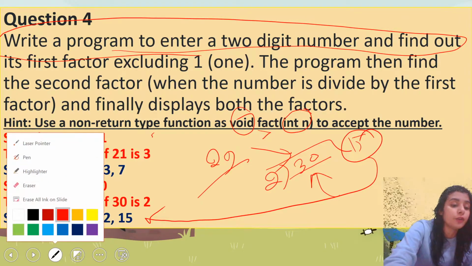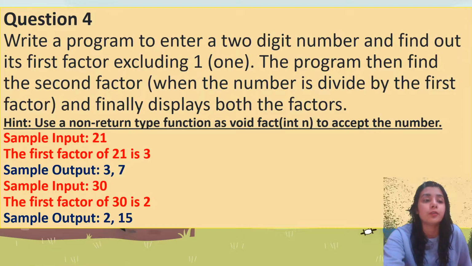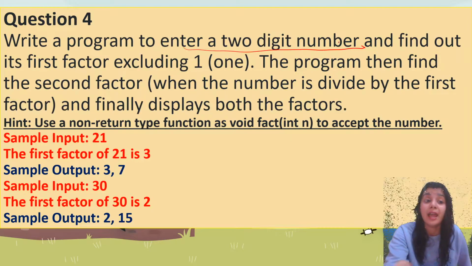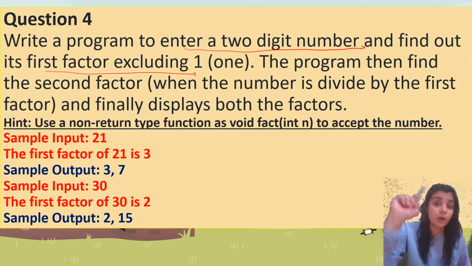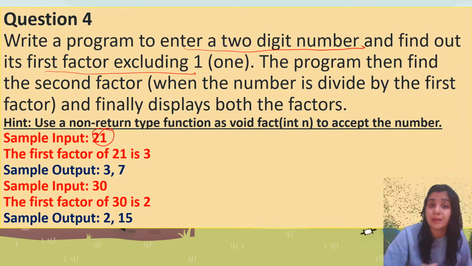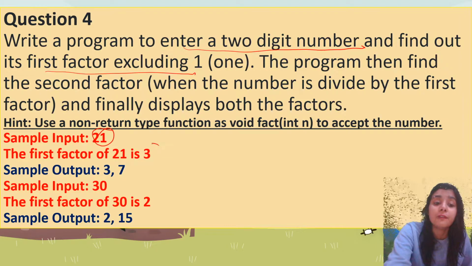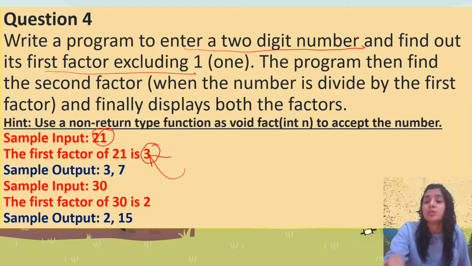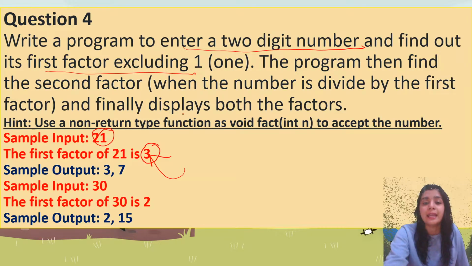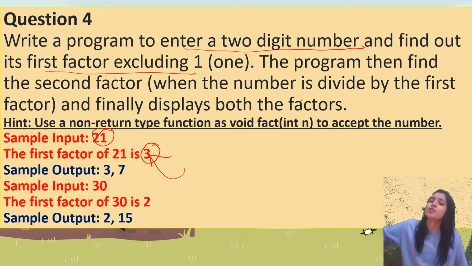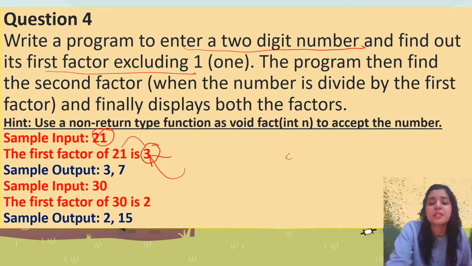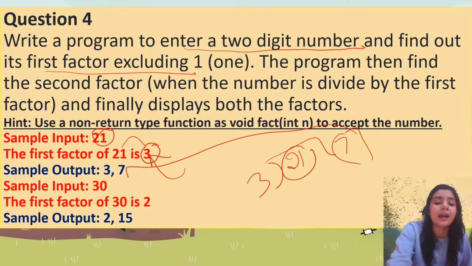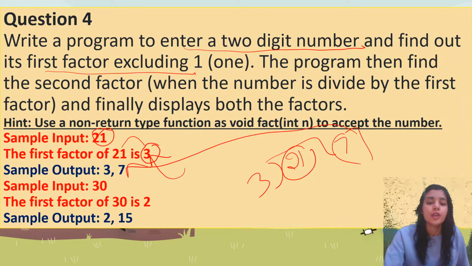I'm reading it again for you. Everybody listen to me carefully. Write a program to enter a 2 digit number and find out its first factor, excluding 1 only. Then the program finds the second factor when the number is divided by the first factor. So we are simply dividing the number by the first factor, and the quotient which comes is the second factor. So this is what we have to do.